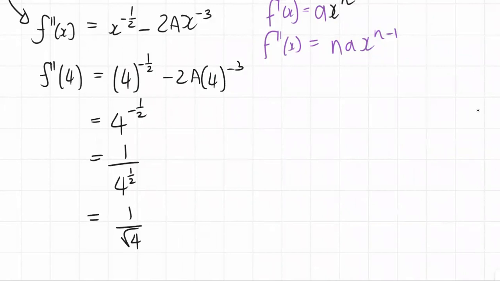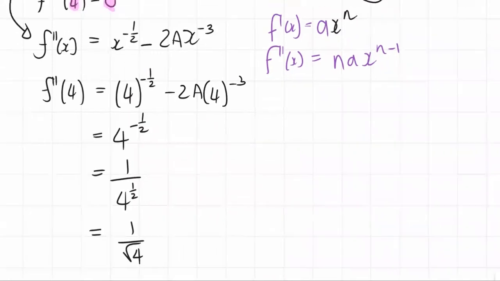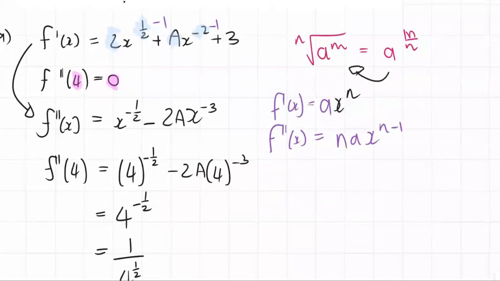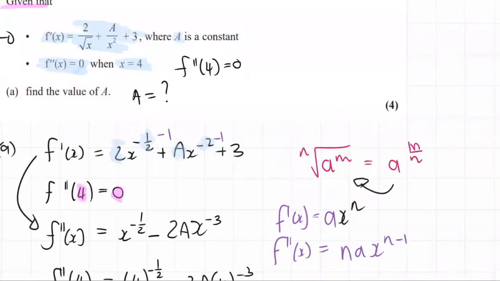Something's wrong with this. What's wrong with it? Go back, go back. What did I do? This was negative a half. Did I count that? Let me take a look back. Yes, indeed, this was negative a half.